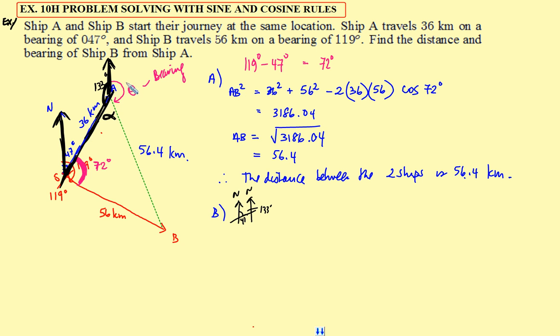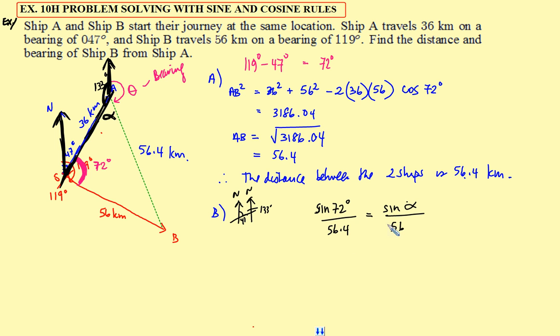Okay, so I know that one angle is 133 degrees there. I'm going to now look for alpha, and I can use, most probably, let's see what I've got. I've got 72 degrees, I have its opposite side, and I have alpha, which is what I'm looking for, and its opposite side, so that I can use the sine rule here and say the sine of 72 degrees over 56.4 has to equal the sine of alpha divided by 56.